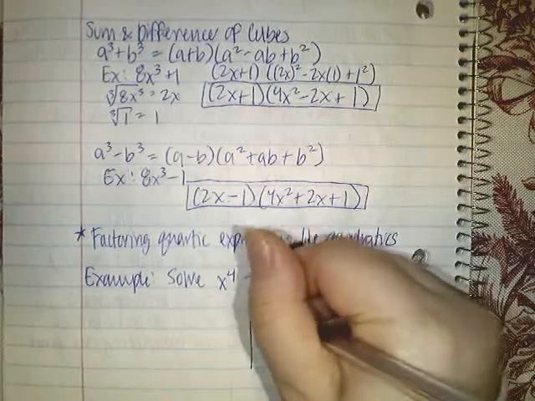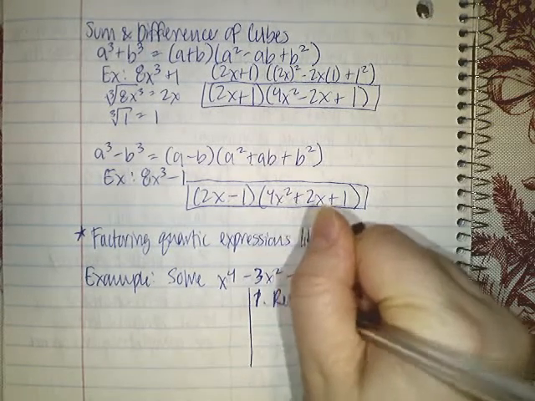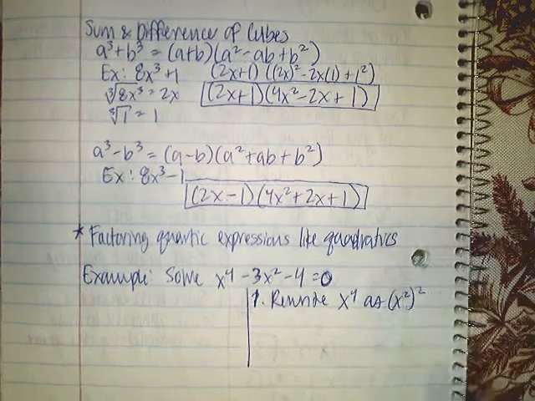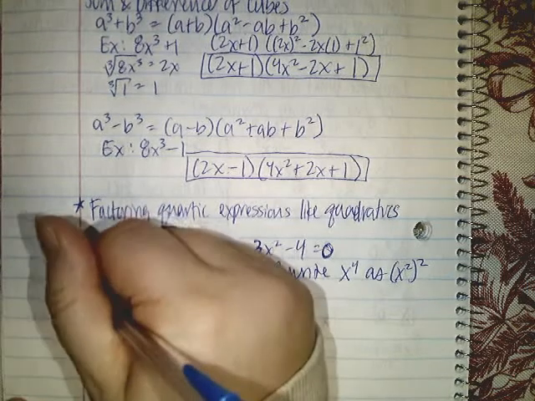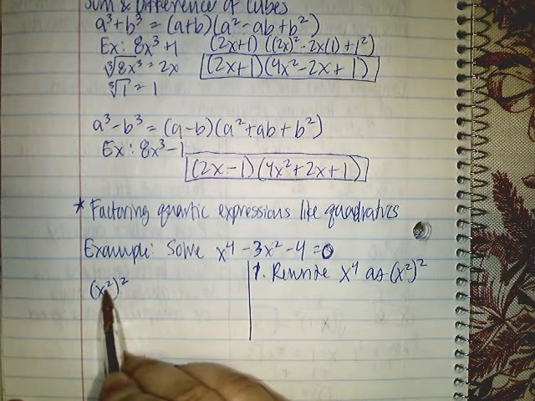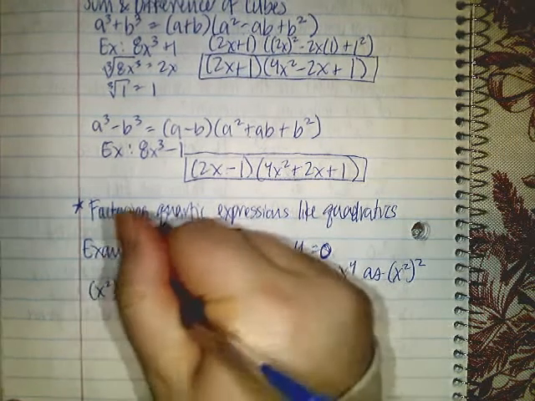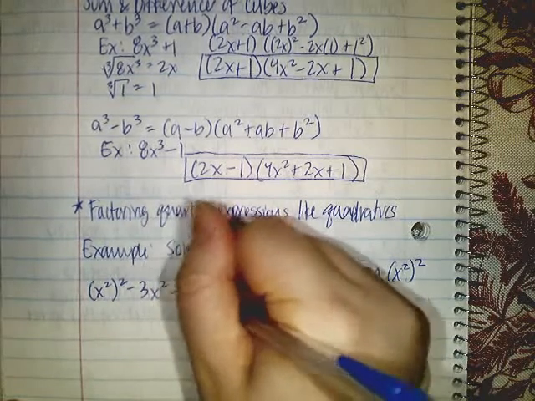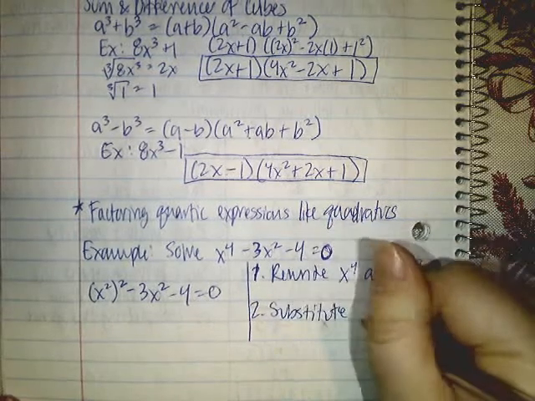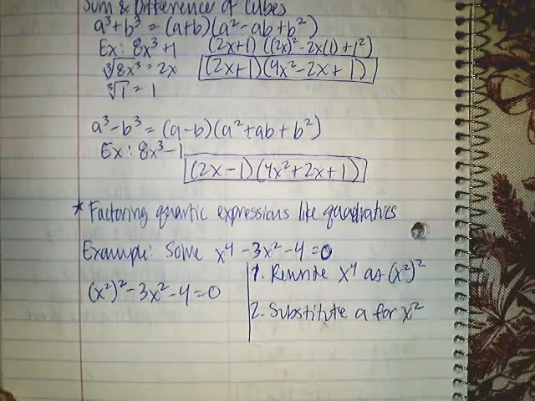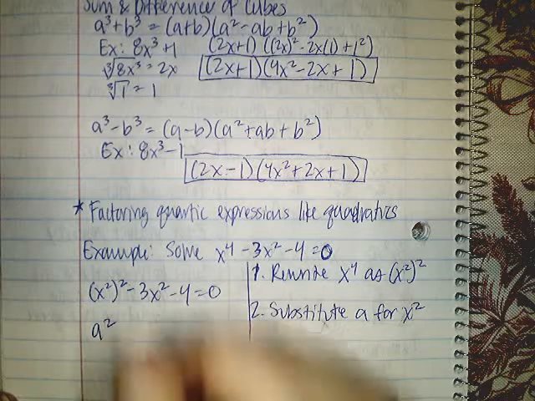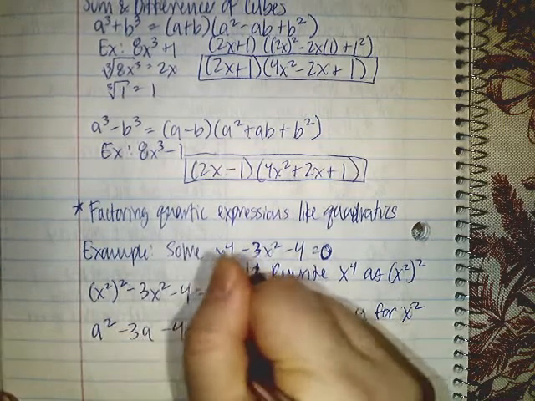So what we're going to do first, step 1, is rewrite x to the fourth as x squared squared. I'm going to take the same expression, but instead of writing x to the fourth, I'm going to write x squared squared. If you recall, power to a power, you multiply those, so x squared squared is the same as x to the fourth. Then I have minus 3x squared minus 4 equals 0. Now I'm going to substitute a for x squared. Wherever there's an x squared, I'm going to rewrite it as a. So I end up with a squared minus 3a minus 4 equals 0.